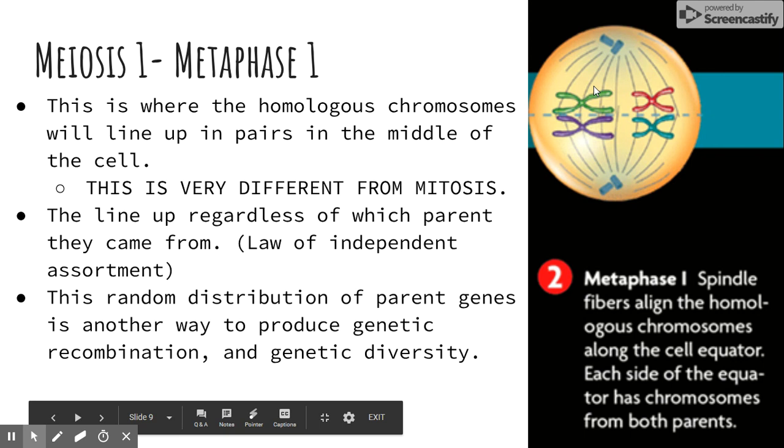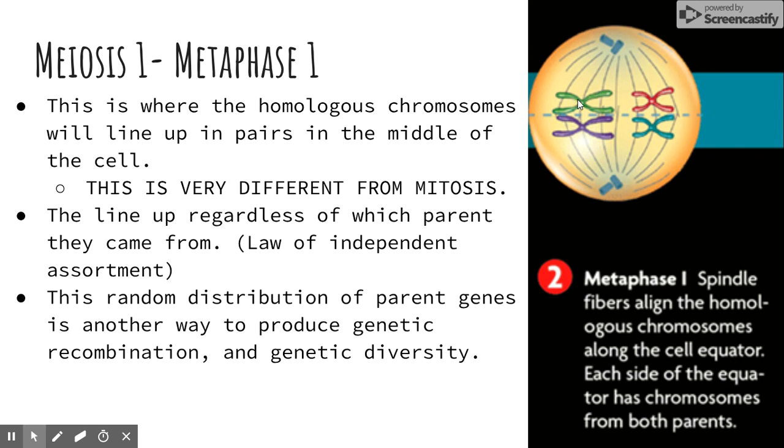Now, one of the big things that happens here is another way we get genetic diversity, which is called the law of independent assortment. That states that these chromosomes are going to line up on either side of this middle line, regardless of where they came from. So you could end up with all of your mom's chromosomes here on the bottom, but you could have some mix of your mom and dad's chromosomes on either side of this dividing line. That is called the law of independent assortment.